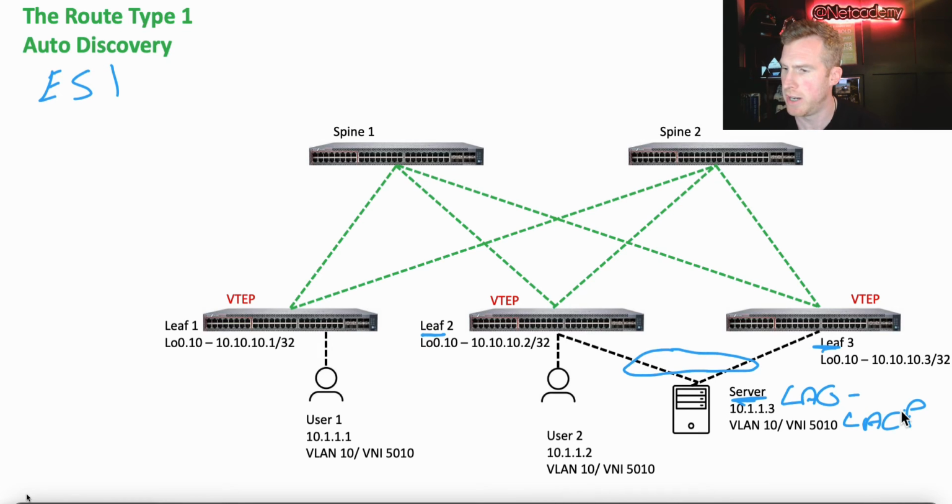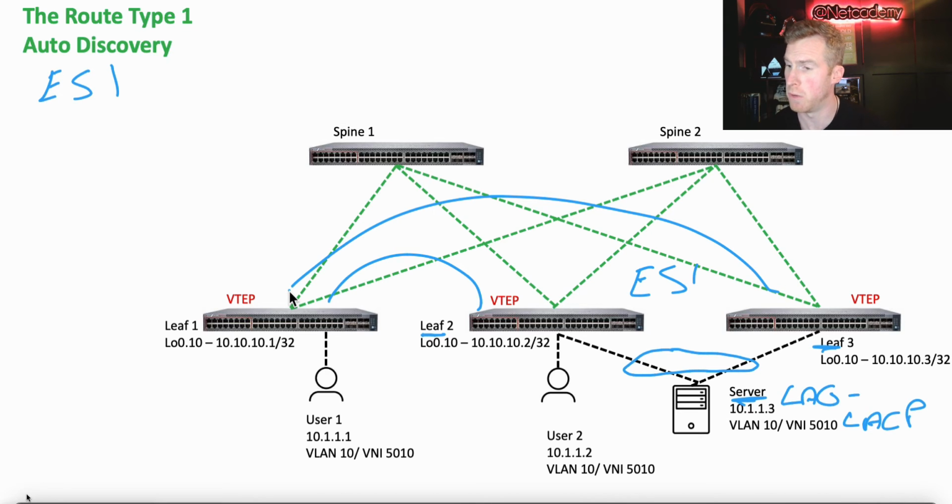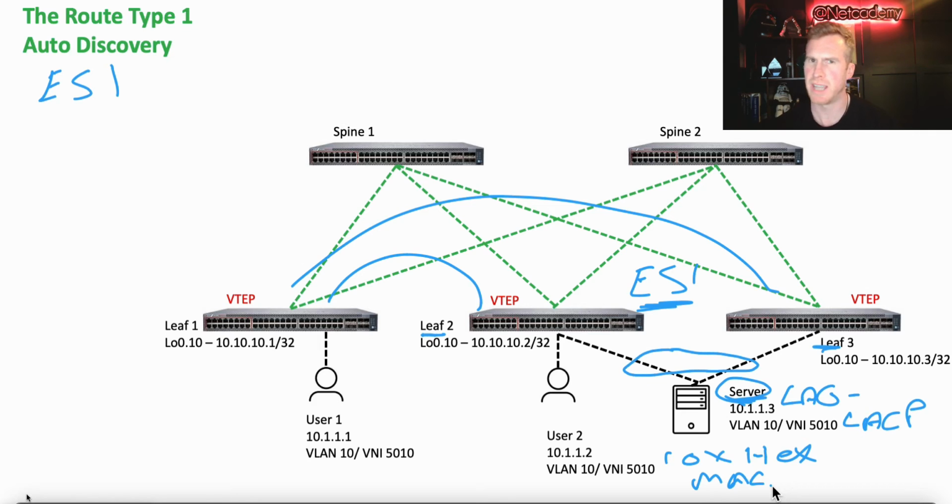But the ESI is advertised from the leaves up. So Leaf 2 will advertise over to Leaf 1 and Leaf 3 will advertise over to Leaf 1 this particular Ethernet segment identifier, i.e. the LAG itself to get to the server. And as we know, this is a 10 byte hex value, which is recommended. I've seen a lot of documents on this, to have the MAC address of that server, or of that client, contained within that ESI value.